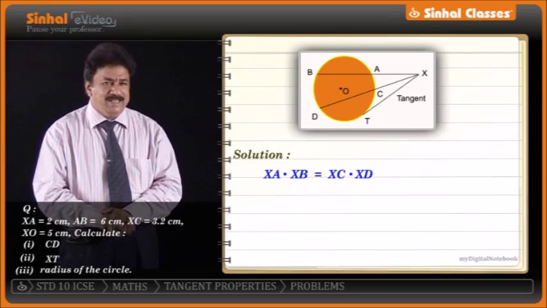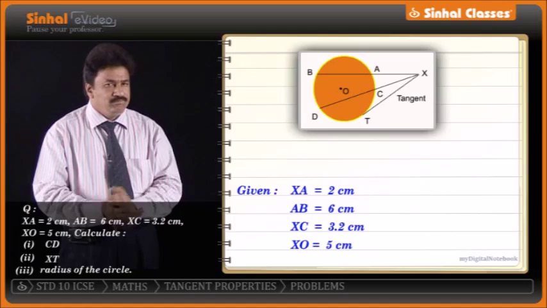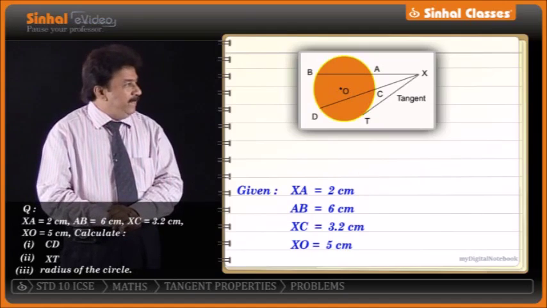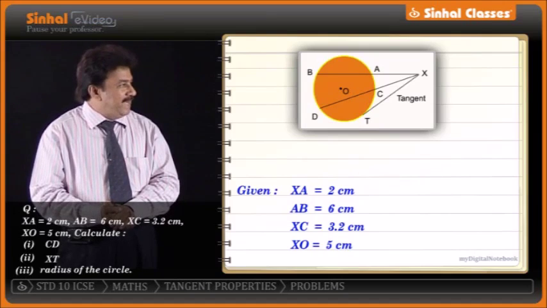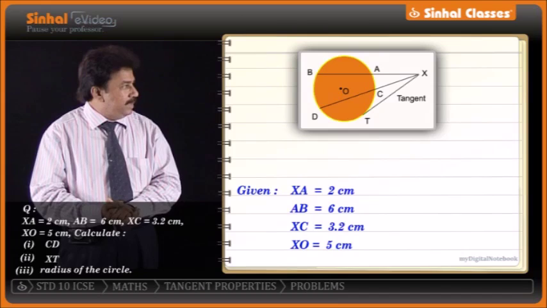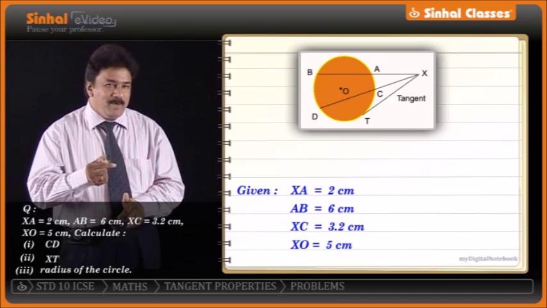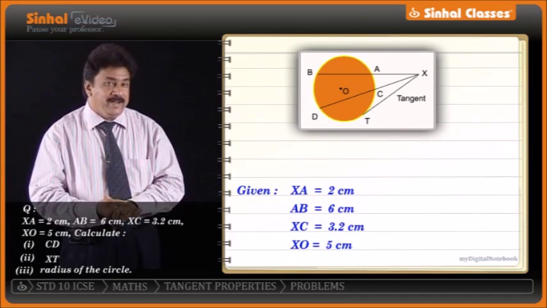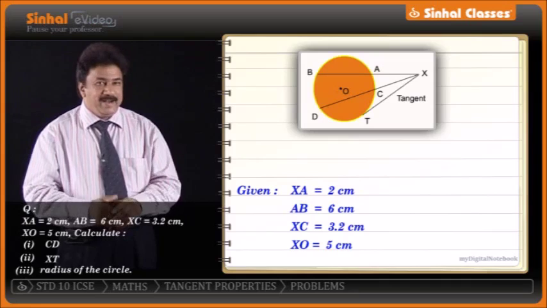First of all, let's see what is given in this sum. XA is 2 centimeter. No problem. AB is equal to 6 centimeter. Fantastic. XC is 3.2 centimeter. What else? XO is 5 centimeter. Now this XO will be very useful when you want to find the radius. We'll see in the sum.